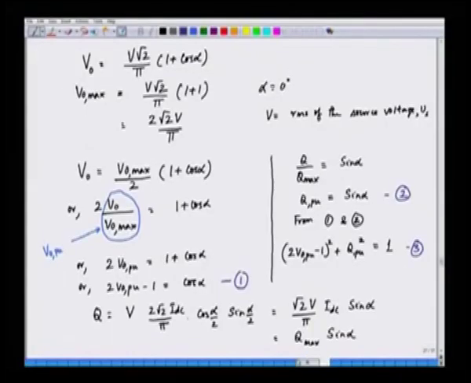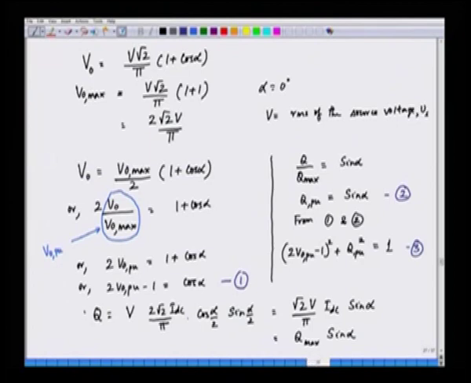For low speed application or low speed operation, alpha will be low, and hence the displacement angle will be more, alpha by 2 will be more. So, if we calculate the reactive power here, we can find out the reactive power like this.